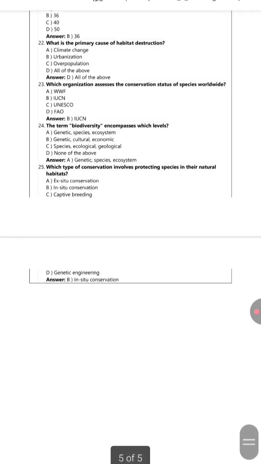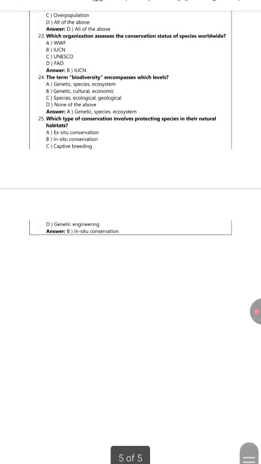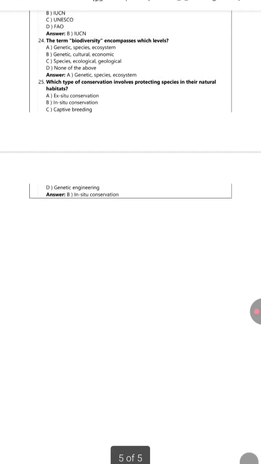36. What is the primary cause of habitat destruction? Climate change, urbanization, overpopulation. Which organization assesses the conservation status of species worldwide? IUCN. The term biodiversity encompasses which levels? Genetics, species, and ecosystem. Which type of conservation involves protecting species in their natural habitats? In situ conservation.